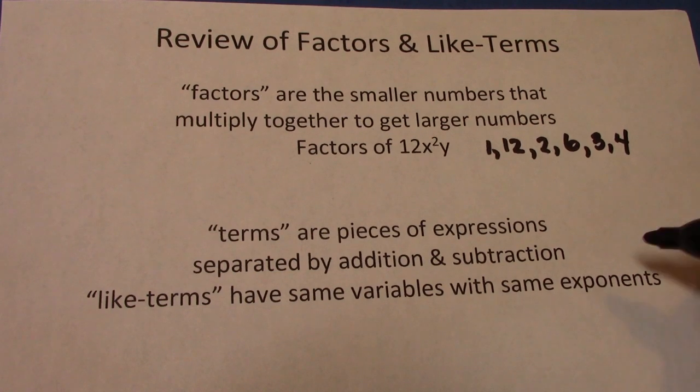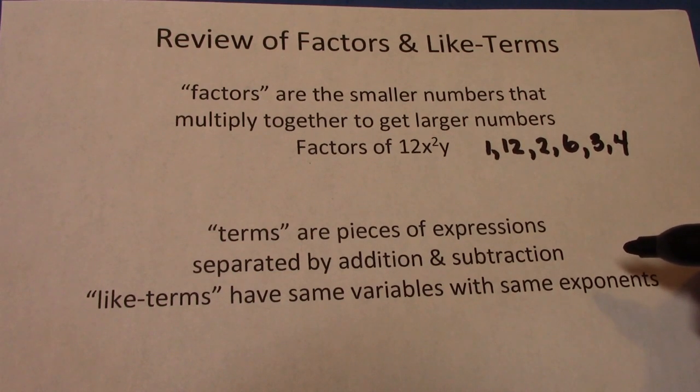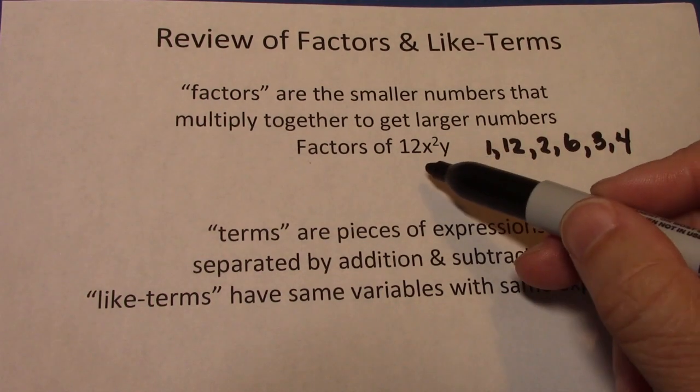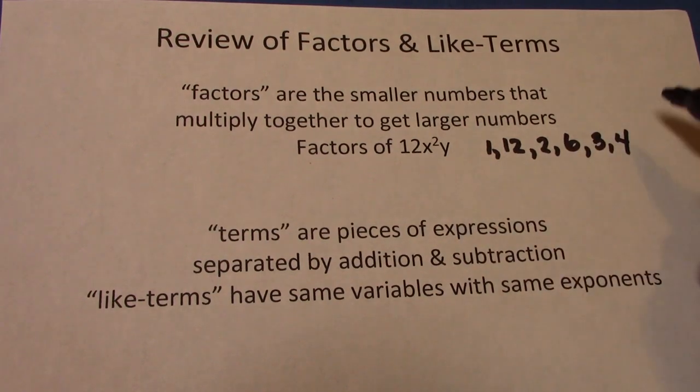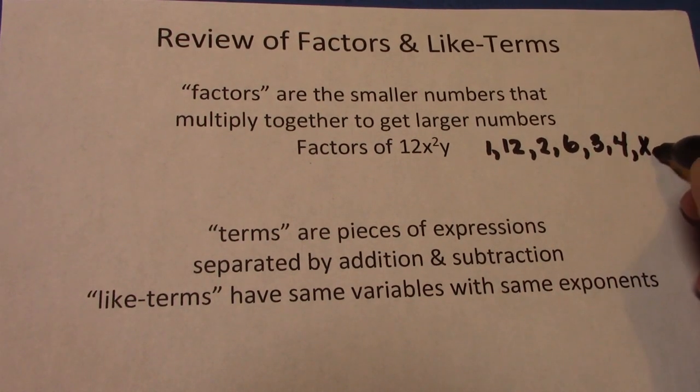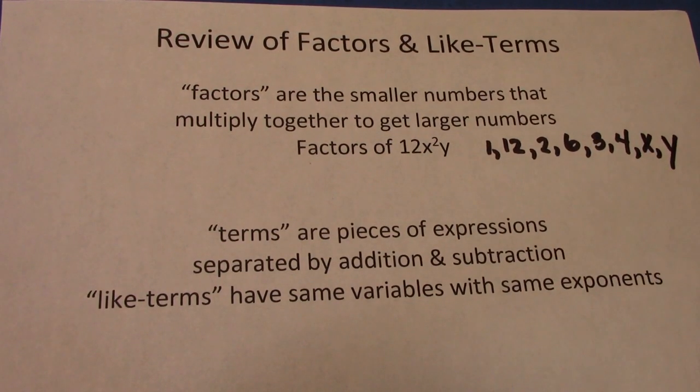You can kind of do this with trial and error, or just being very familiar with your multiplication tables will get this for you. We add on here that there's an x squared and a y, so this also has a factor of x and a factor of y.